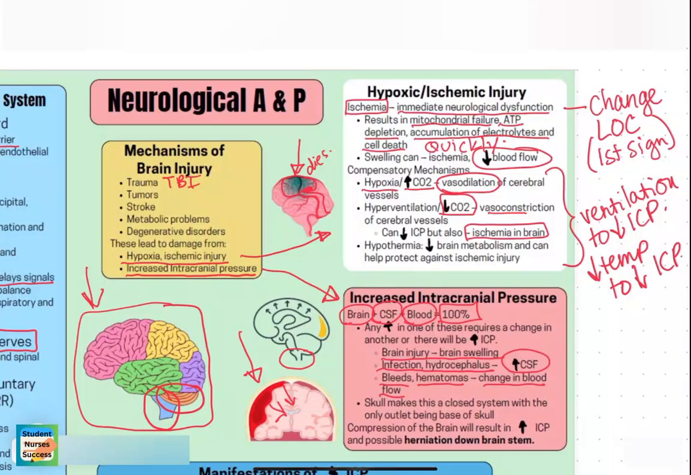So as this pressure starts to increase and we have brain swelling or increase in blood supply, what's going to happen eventually is that pressure is going to build within the cranium or the skull, and we can actually herniate our brainstem and have brain tissue that goes down through that only opening. So compression of the brain is going to result in increased intracranial pressure and possibly the herniation of the brain down the brainstem. In this particular case, this is going to cause death and mortality.